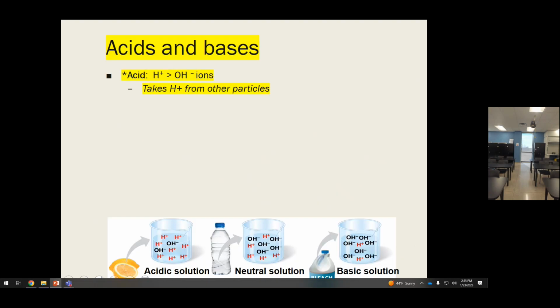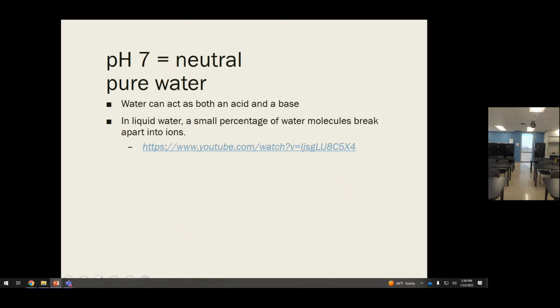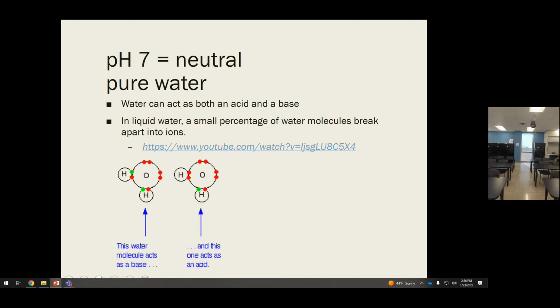Here's some more facts about acids and bases. Acids take hydrogen from other particles. Please watch this animation. Bases give hydrogen to other particles. Go ahead and watch this animation, please. And neutral items, such as pure water, can donate and receive ions equally. So this is an animation showing you how water can be an acid and a base as well. Go ahead and watch that.